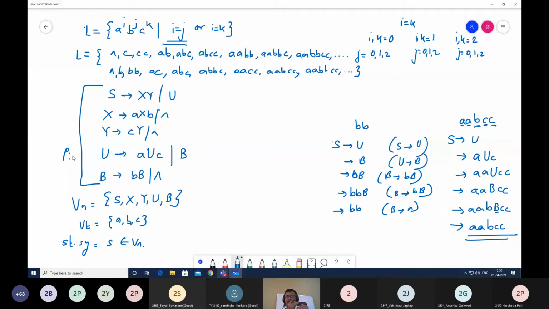So first I work out all A's equal to C's by writing U is equal to AUC. First we'll work out all I is equal to K. I'll balance all A's with C's. And once they are done, if I want to add B's in between, then I'll replace that capital U with capital B. And then with that capital B, we'll add all possible combinations of B's in between. Is it clear?